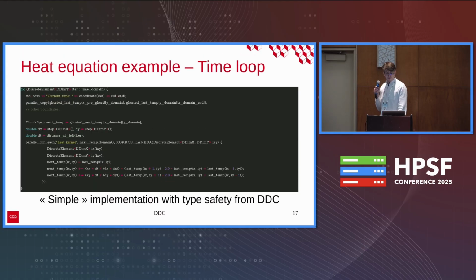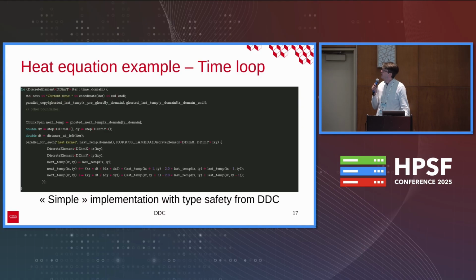And the main time loop looks like this. So the first loop over the time steps over a time domain. We can get the current time calling the coordinate that has been defined by the uniform point sampling. We have some boundary condition then with the parallel copy function.